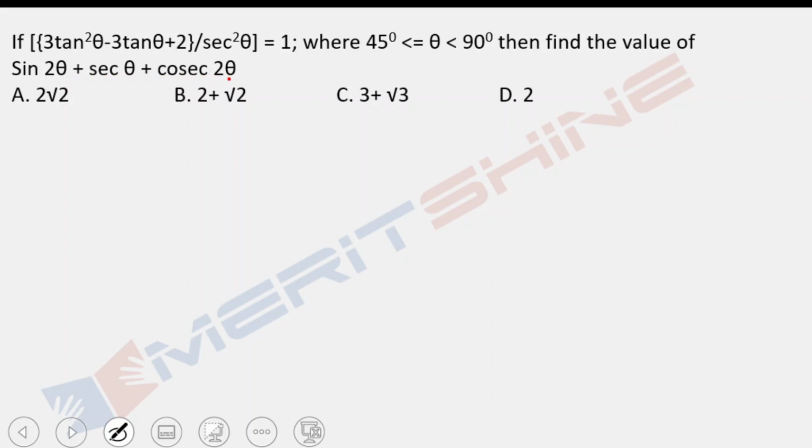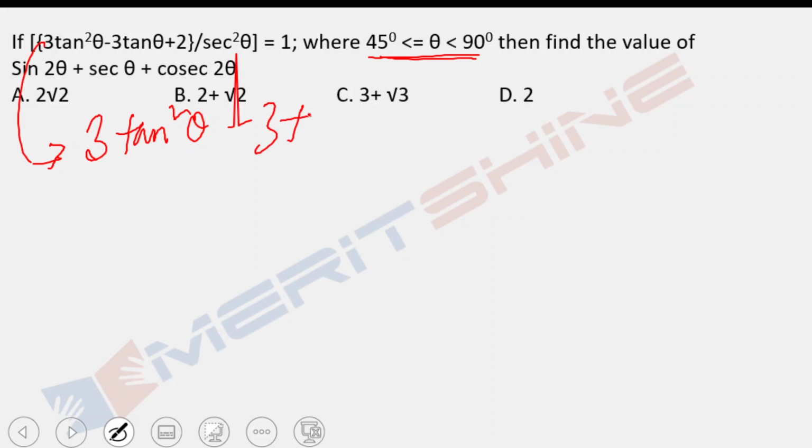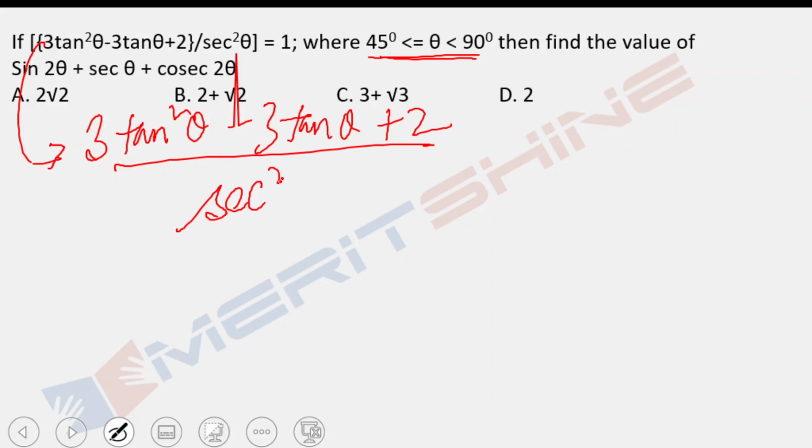Okay, right? So, let us start with the equation first. There is a limiting factor also which will come to play when we have solved the equation. 3 tan square theta minus 3 tan theta plus 2 divided by sec square theta is equal to 1.